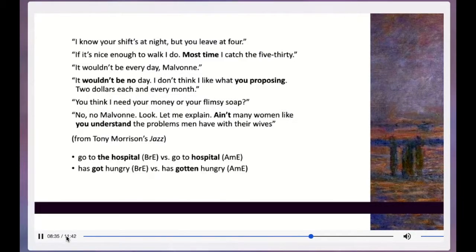Another example of regional features is the difference in the use of articles in British and American English. Whereas in British English we usually say "go to the hospital," in American English we would rather say "go to hospital" without the definite article before the noun. The form "gotten" instead of "got" is also more common in American English than in British English. Remember, however, that there are seldom absolute differences between regional varieties of English. Very often, one form is more common in one variety, but also exists in another.